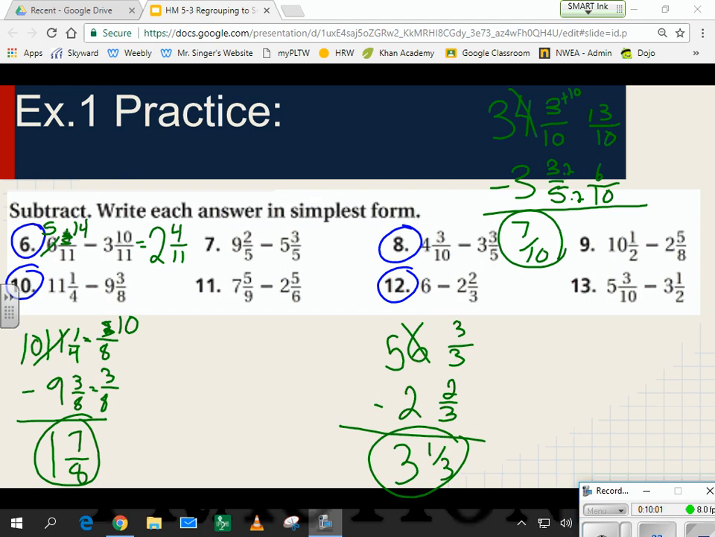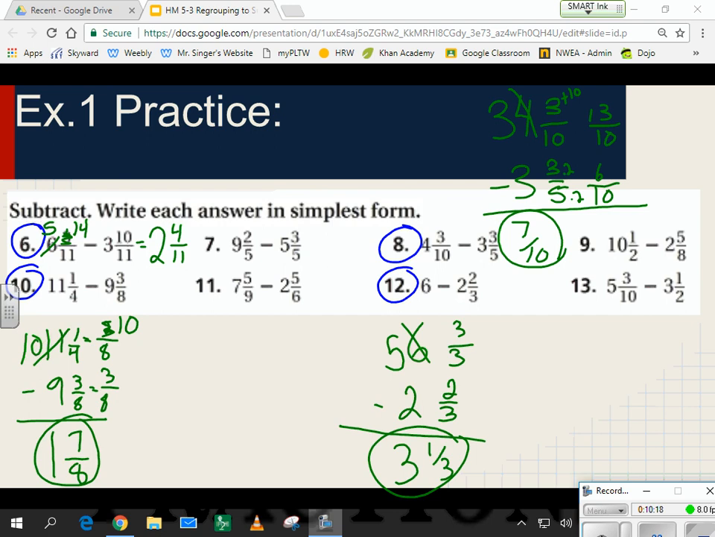So here are the answers you should have received. So for number 6, I changed the 6 to a 5, and I added the denominator to the numerator. 11 plus 3 is 14. Now I can do 14 minus 10, which is 4. So 5 minus 3 is 2, and you got 2 and 4/11ths.